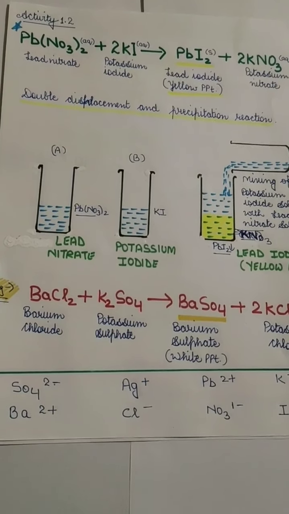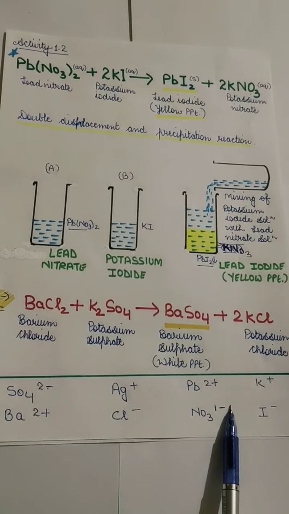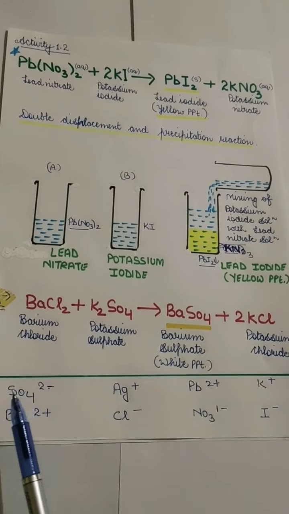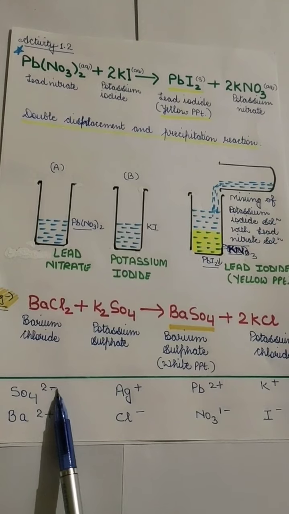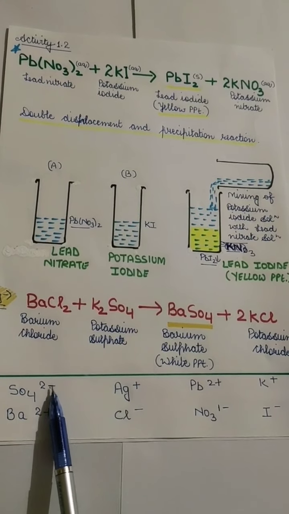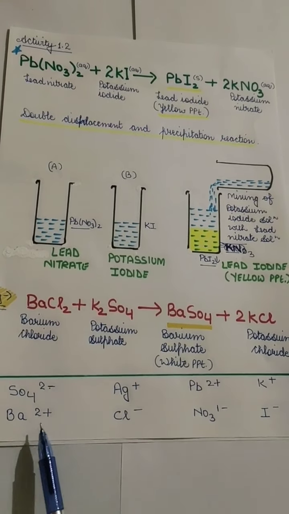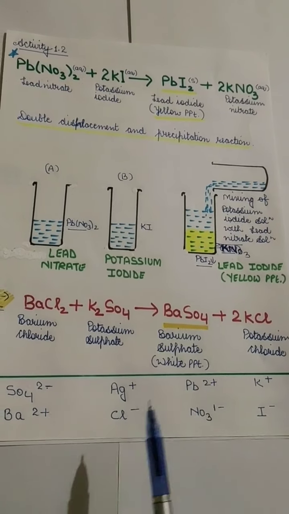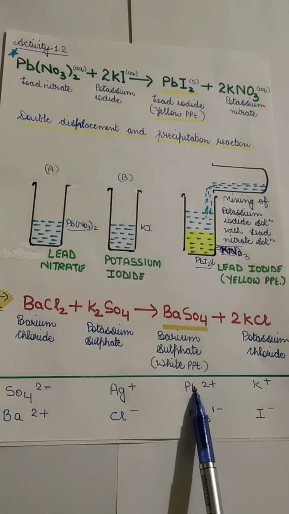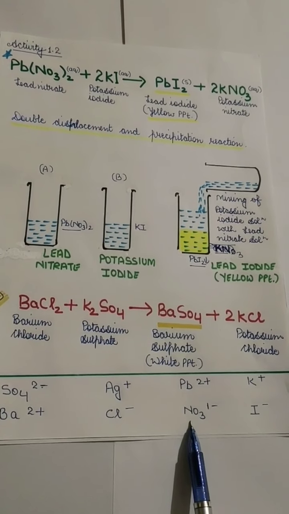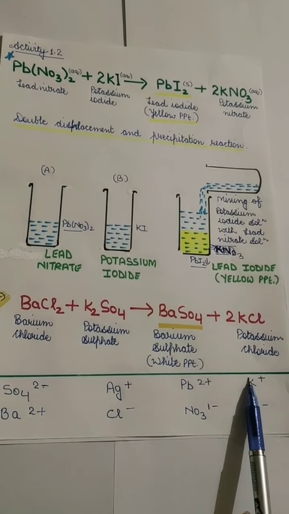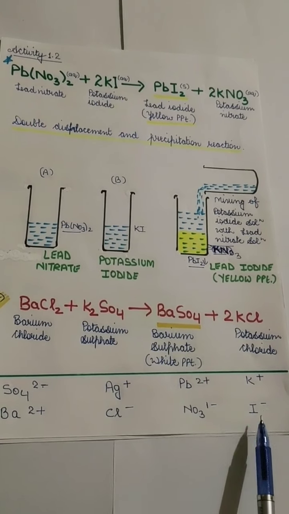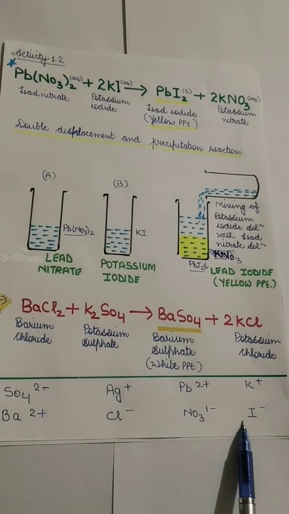Now I've written a few valencies of ions so that you can learn them. Here it is SO4 2 minus, that means sulfate has valency of 2 minus, barium has valency of 2 plus, silver has valency plus, chlorine has valency minus 1, Pb, that is lead, has valency 2 plus, and nitrate has valency of 1 minus, potassium has valency of plus, and iodine has valency of minus, because iodine is a non-metal.